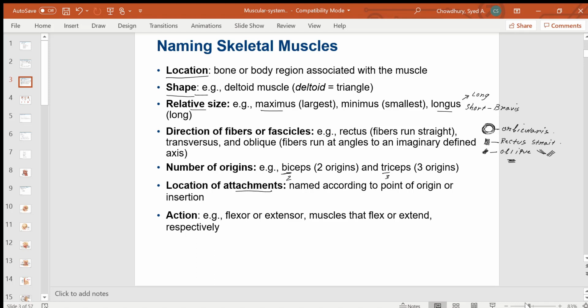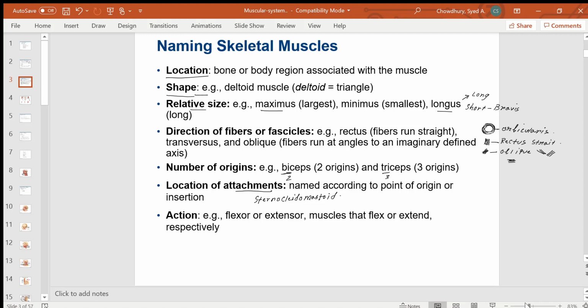Attachment. By looking at the attachment, some muscles are also named. For example, sternocleidomastoid, a good one. Sternocleidomastoid, a big muscle in the front of the neck.